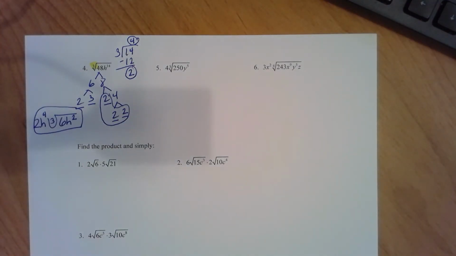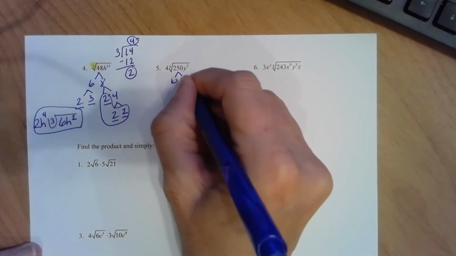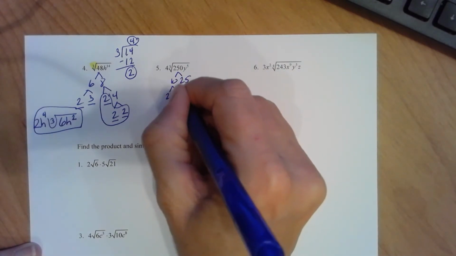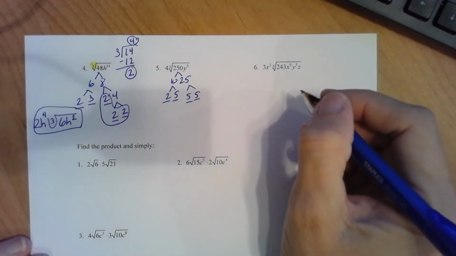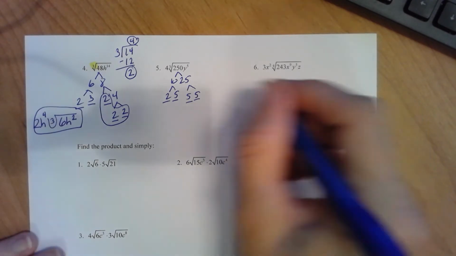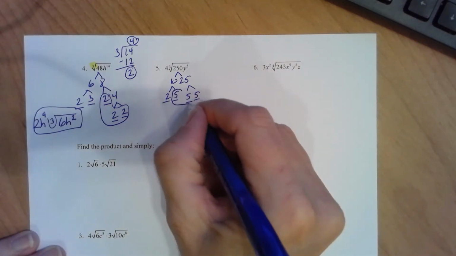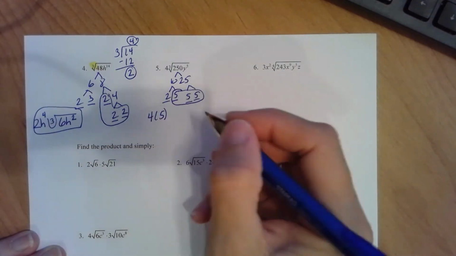Alright, so looking at number 5, we have 4 times the cubed root of 250 y to the 5th. So again, let's go ahead and do some factorization. 250 would be 10 times 25. 10 is 2 times 5, and those are prime, and 25 is 5 times 5. It doesn't matter how you started off, you'll all come out with the same prime factorization. So we're going to circle triplets because the index is a 3. So right now there's a 4 outside, and a 5 is going to come out.